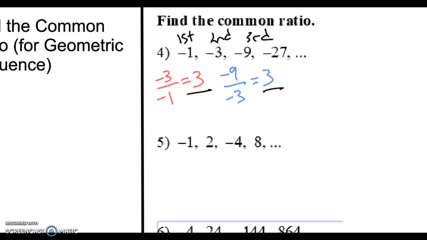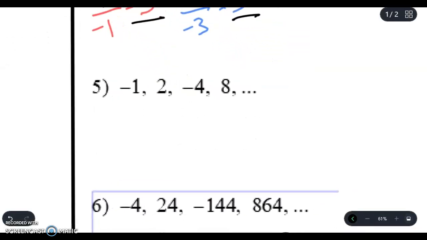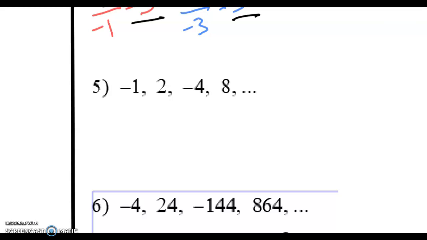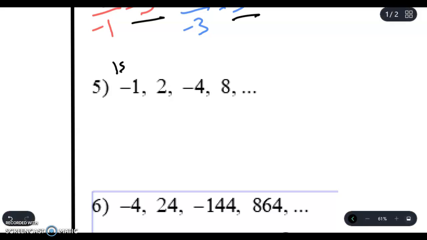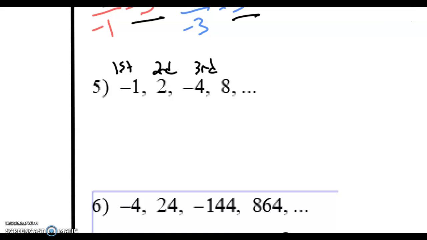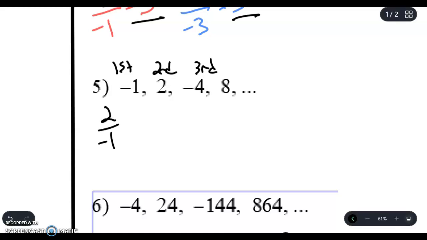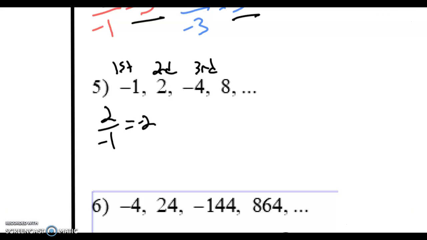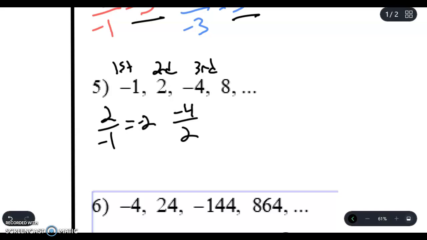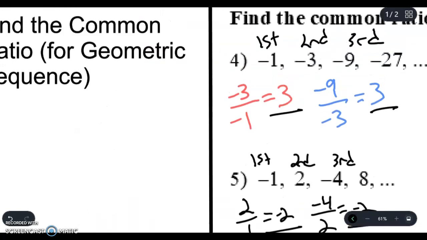All right, let's take a look at another option here. The signs are swapping in and out, positive and negative, positive and negative. But no matter what that is, we stay with the same steps. We've got the first term, the second term, the third term. We're going to do the second divided by the first: 2 divided by negative 1, and that's going to get us a negative 2. And then negative 4 divided by 2, and that's going to get us a negative 2. Okay? And they're both the same. So they both have a common ratio, which makes this a geometric sequence.